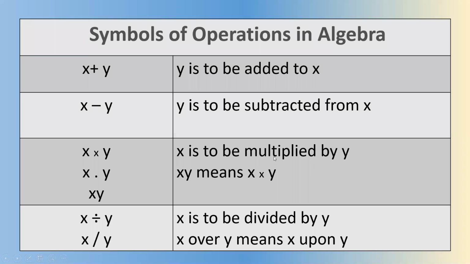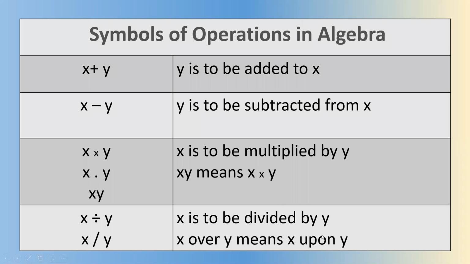Now, x is to be multiplied by y. How can we write in the language of algebra? X multiply with y, or x dot y, or x simply y. Okay, no sign is between them. So, which sign is between them? It's a sign of multiplication.